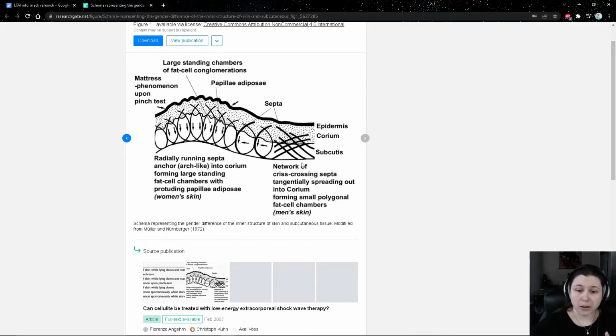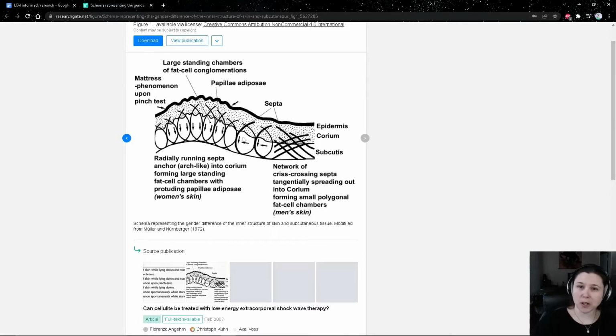However, in men, we get this crisscross net-type shape, a network of crisscrossing septa, tangentially spreading out into corium, forming small polygonal fat cell chambers. So because of the way that the connective tissue is laid out, cellulite is going to be less apparent in men than in women, which is why it's more noticeable in women.